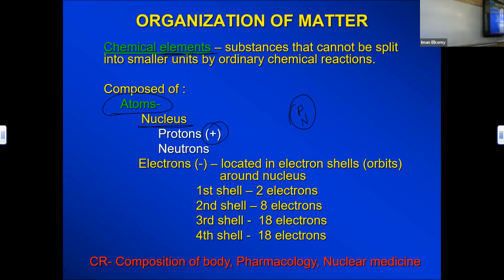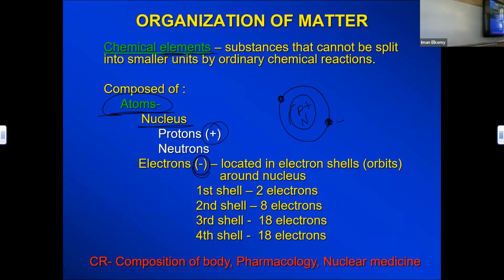Hovering around that nucleus are electrons, and electrons will have a negative charge. So around here, you will have little electrons. And these are negative. Protons are positive, neutrons have no charge. So my nucleus, along with those electrons that are on the outside, all those together are called an atom. That is your basic building block, an atom.